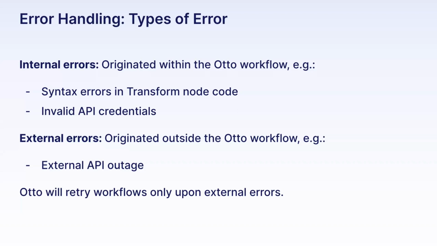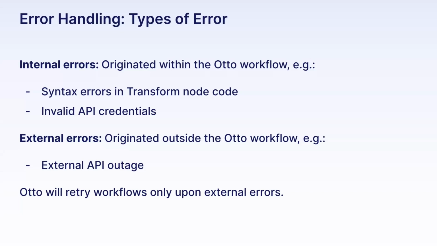differently. For instance, there are some errors that originate inside an Otto workflow. For instance, a user might make a syntax error or a typo inside some JavaScript code that they wrote. That's called an internal error inside Otto. And perhaps, however, there's an error that originates outside Otto. For instance, we might be trying to extract from an API that is temporarily down. We call these external errors.